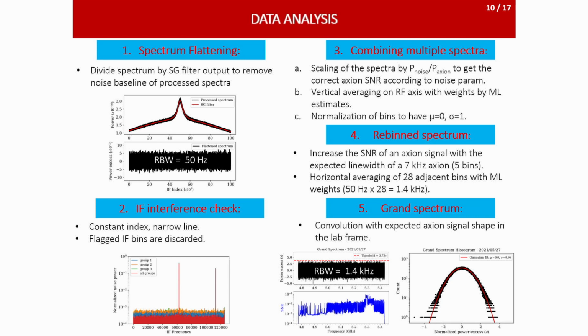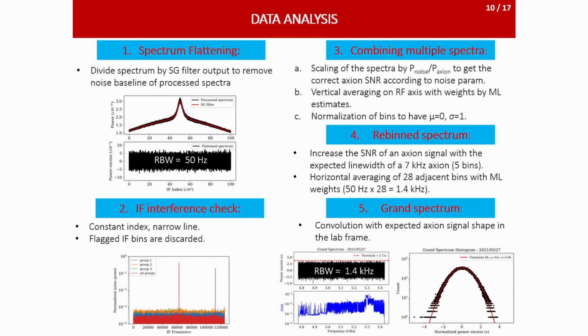The second step was to check for IF parasites. In our case, you can see here that we have two. These are independent of the frequency of the cavity, so they appear at the same fixed index regardless of the cavity frequency. And then we have to combine the various spectra that we take.